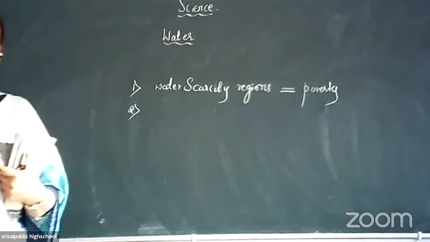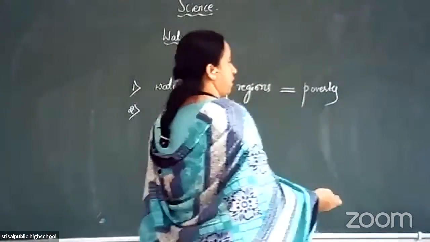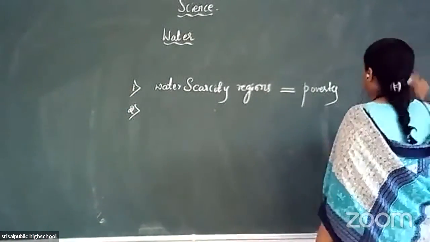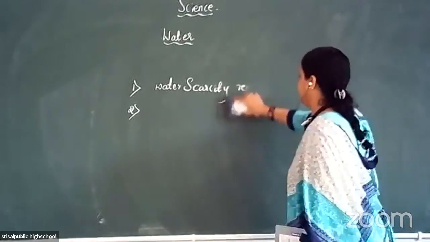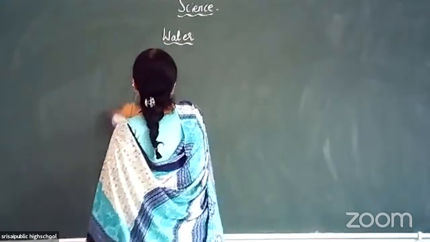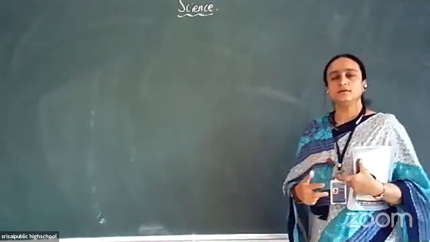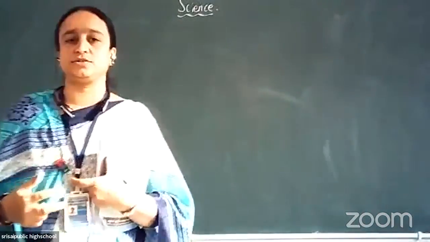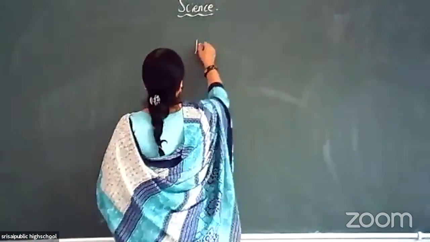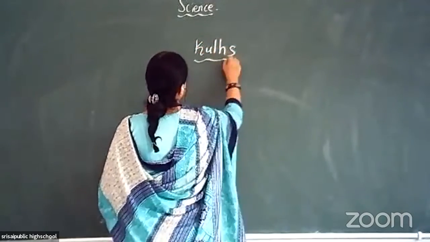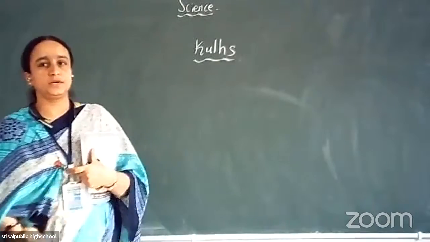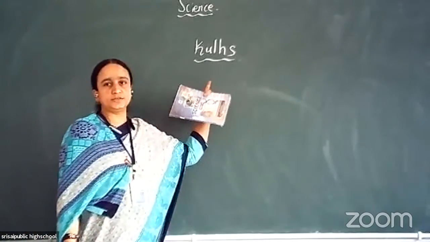So now let us discuss one of the traditional ways of utilizing the water source. 400 years ago in Himachal Pradesh, there was a very popular local irrigation system. The name of that water system is Kuhls. So what do we mean by Kuhls? We will learn about this traditional irrigation system.